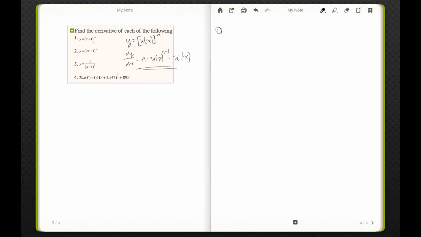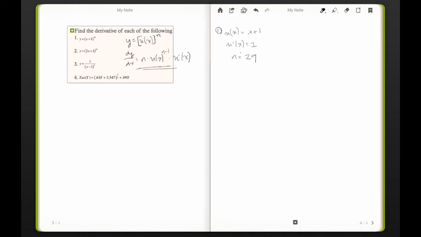y is equal to x plus 1 to the 29. So let's define what we know. Let's define our u of x. Our u of x is going to be this inner function, and it's x plus 1. Our u prime of x is just the derivative of this function with respect to x, and this happens to just be 1. And then my exponent, n, is going to be, in this case, 29.